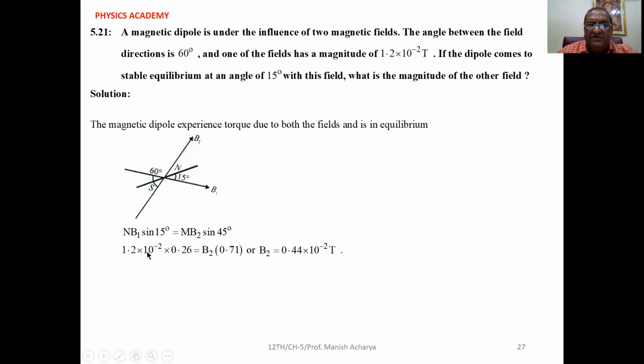And now substitute the value of B1, that is 1.2 into 10 raised to minus 2 Tesla, and sine 15 degree, that is 0.26. Take that value from the log table. B2 that we have to calculate, sine 45 is 1 upon root 2, that is 0.71. And solve it, you will get the value of B2. Clear to all of you?